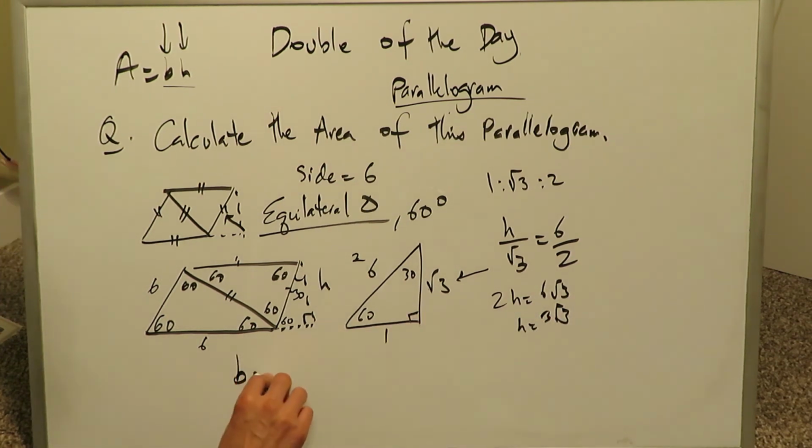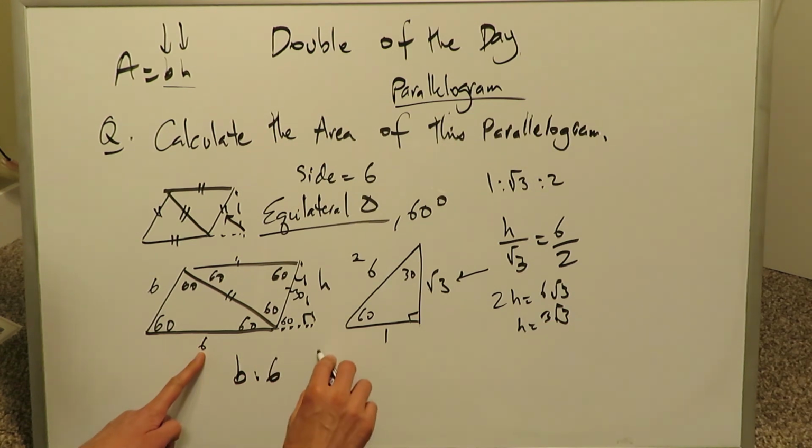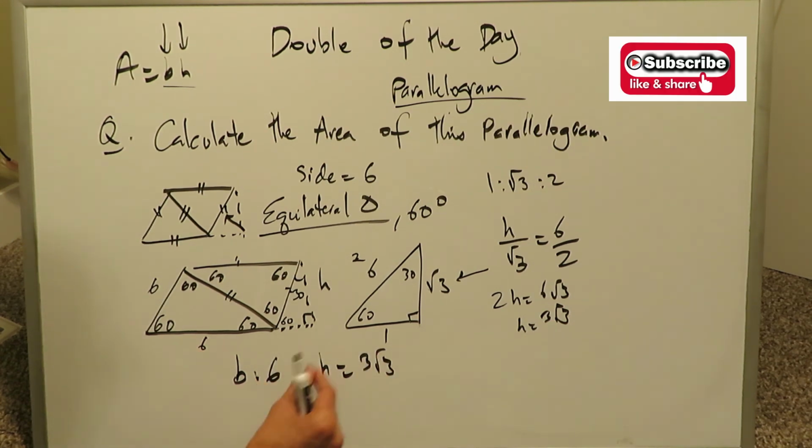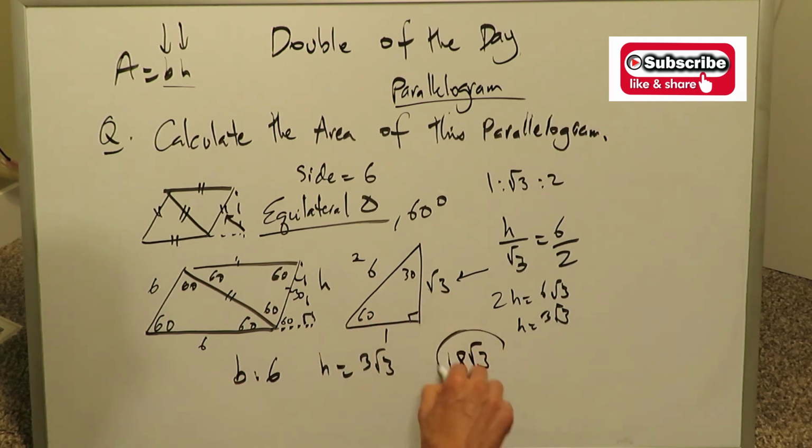So now we know base is equal to the 6 right here. We know height is equal to 3 root 3. All you gotta do is multiply these and you'll have 18 root 3, and that would be the area of this parallelogram, which is shown, and the question is done.